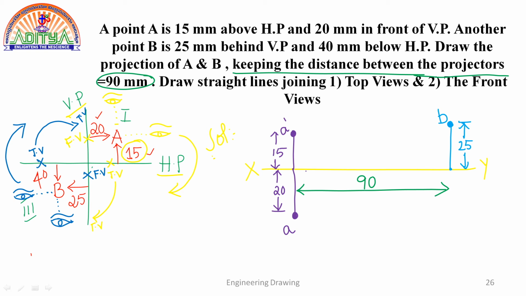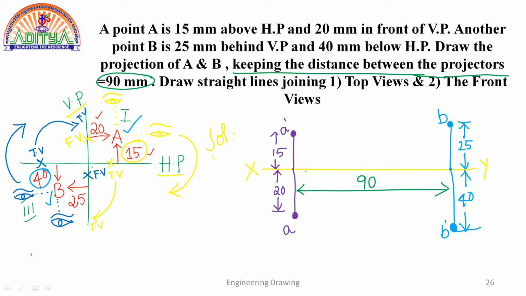Okay, now front view. If you are seeing from the front view, which distance is visible? This 40 is visible. Now below the reference line, the front view is obtained. So at a distance of 40, this is the point. As this is the front view, it is denoted with B dash at a distance of 40. Clear?